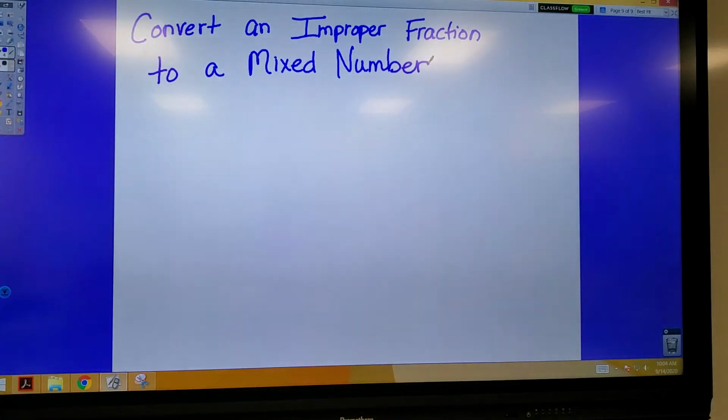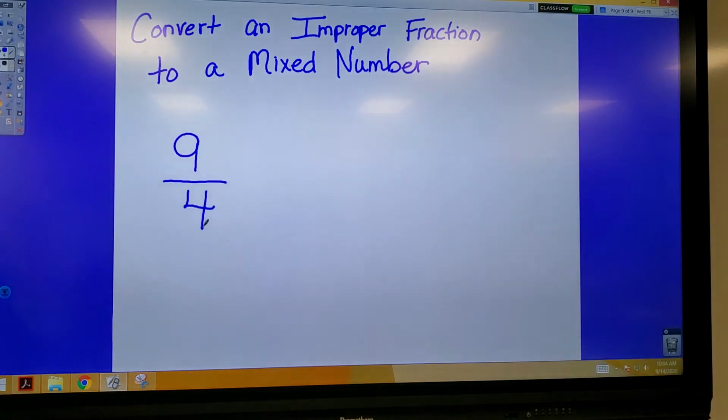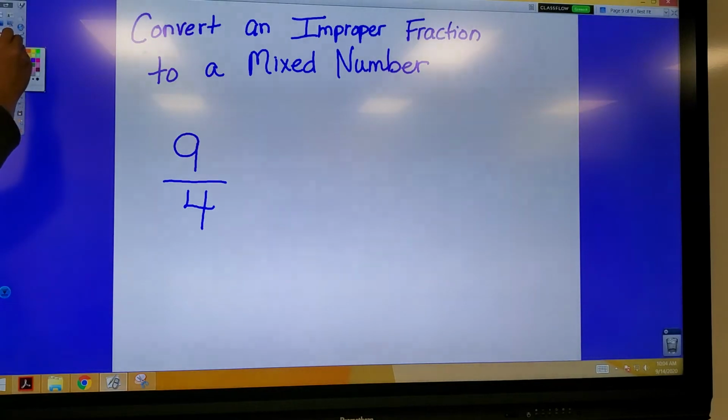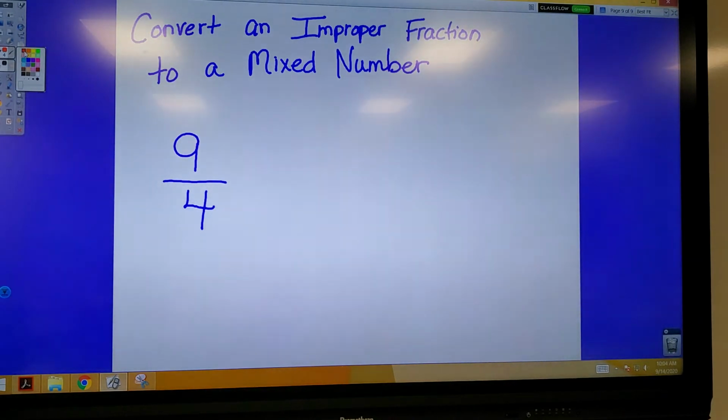So again, this is the opposite of what we just did. An improper fraction is when you have a larger number in the numerator than you do in the denominator. Anyone want to walk me through how they would change this into a mixed number? Aiden? I was taught to see how many times 4 can go into 9, and then that would be the mixed number, and then the leftovers would keep the denominator the same, and the leftovers would be the numerator.